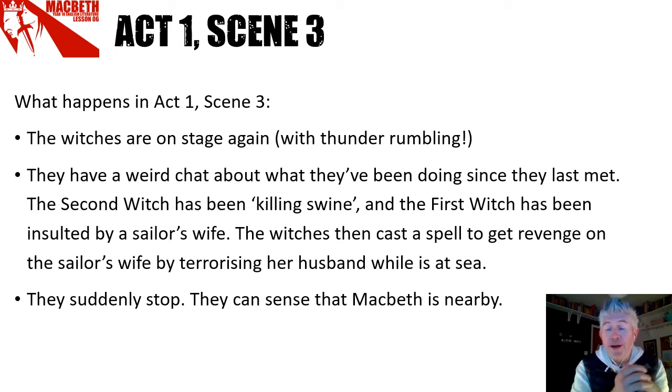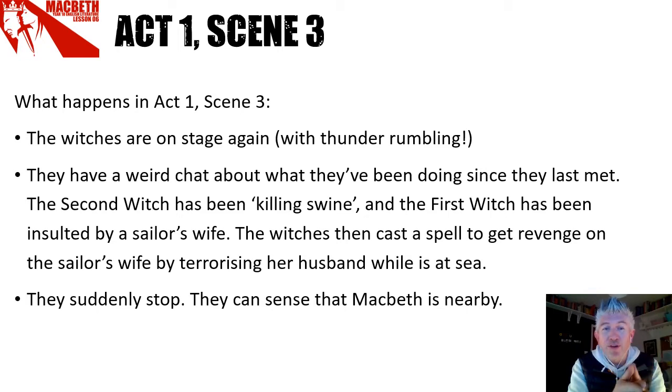So what's going to happen in Act 1, Scene 3? Well, the witches are on stage again with the thunder rumbling in the background, and they begin the scene by having a very strange, weird chat about what they've been doing since they last met. They're just catching up with each other. And it turns out the second witch has been killing swine, which is lovely. She doesn't explain why, she's just been off killing swine.